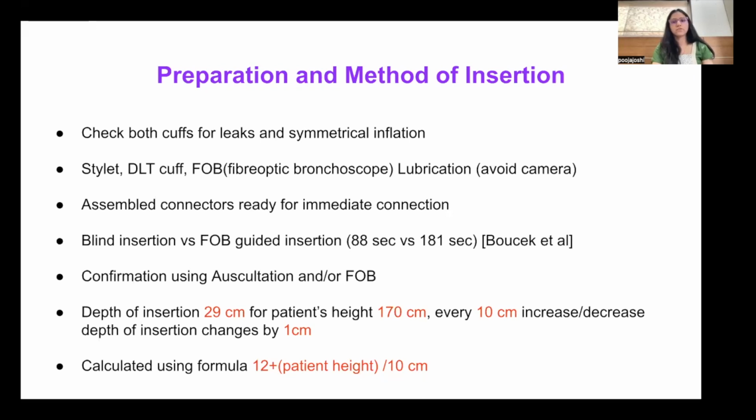Usually, for a patient of height 170 centimeters, the depth of insertion of DLT is 29 centimeters, and for every 10 centimeter increase or decrease, you have to change the depth of insertion by 1 centimeter. Also, you can use the formula 12 plus patient height divided by 10 centimeter to know the depth of insertion.